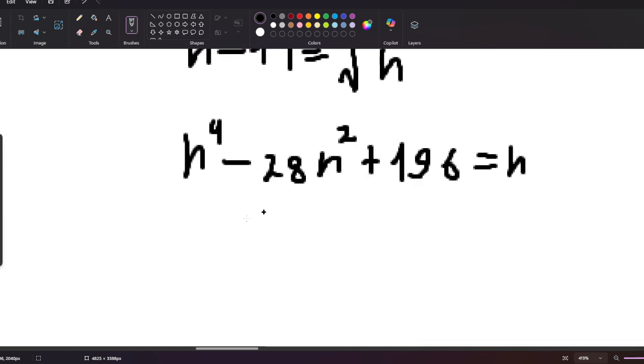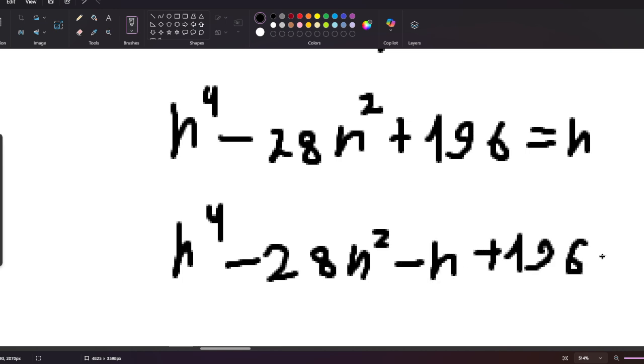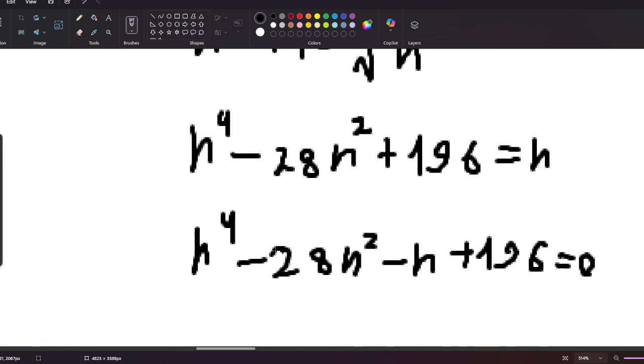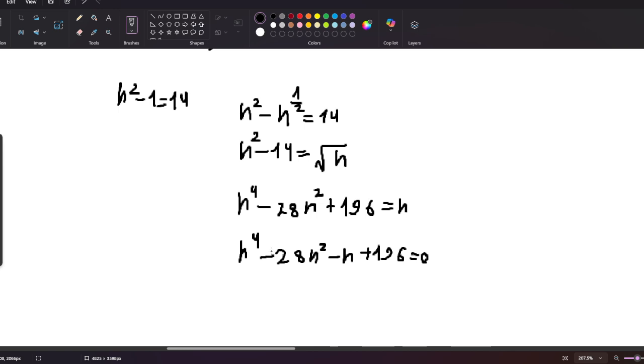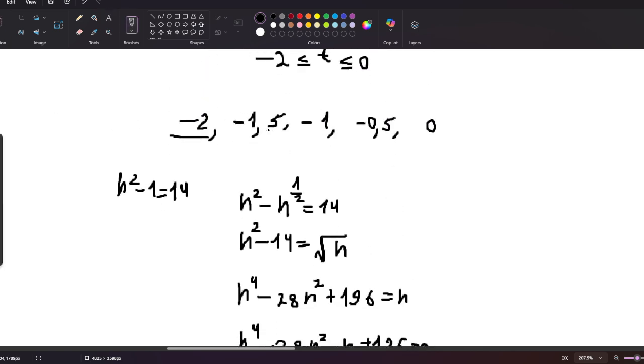Okay, there's a square here. N to the 4th power minus 28n squared minus n plus 196 equals 0. Now, let's review one thing about the case we're reviewing. T equals minus 1 over 5.